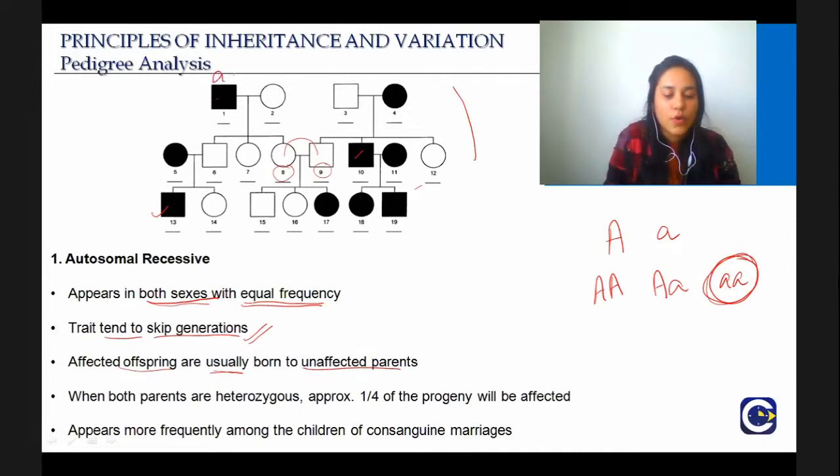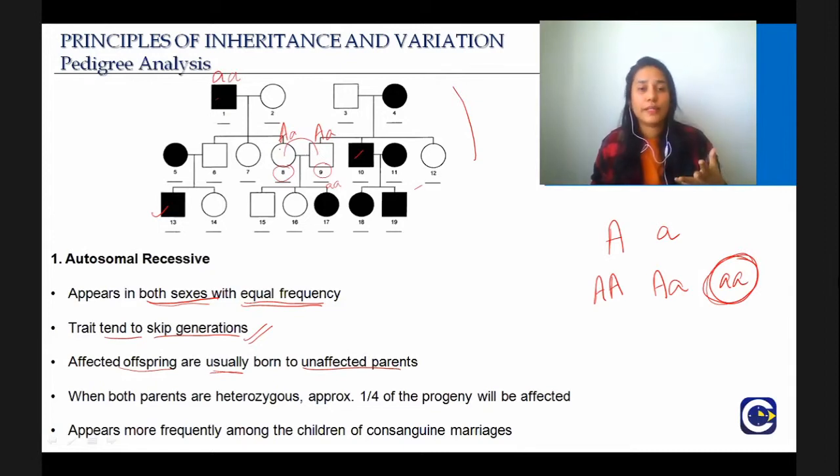This will be small a, small a. And none of them here are having the disease. Again, here this one is small a, small a. So what do you think? This will be capital A, small a, capital A, small a. That is how you have to interpret it.